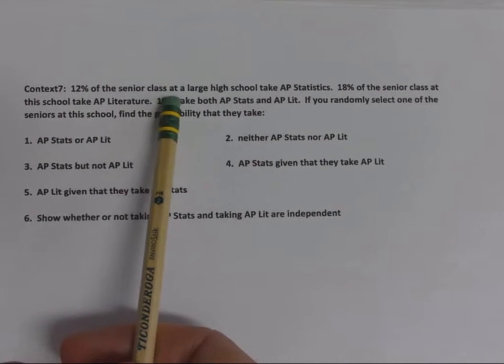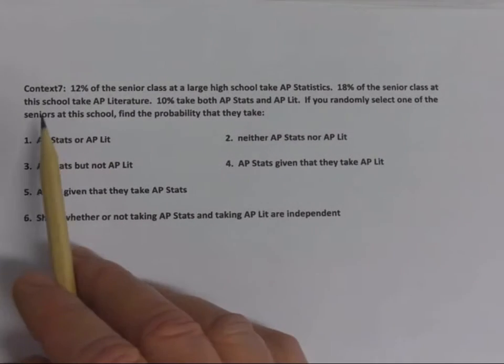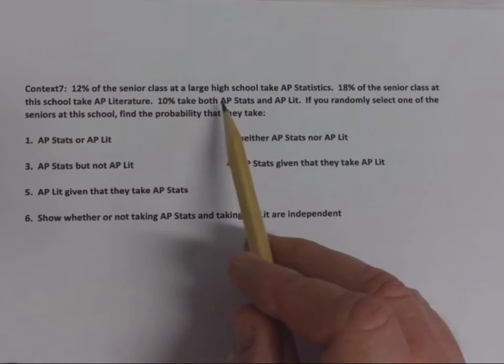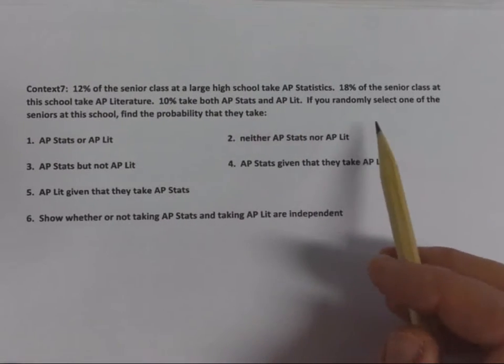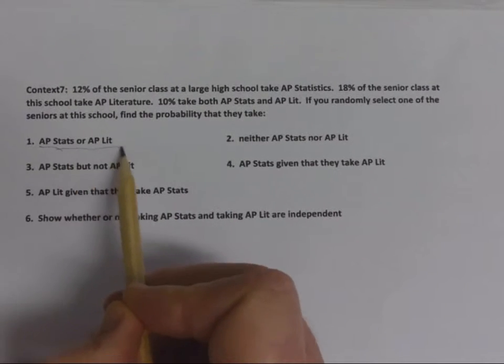12% of the senior class at a large high school takes AP Stats. 18% of the senior class at this school take AP Literature. 10% take both AP Stats and AP Lit. If you randomly select one of the students, find the probability they take AP Stats or AP Lit.